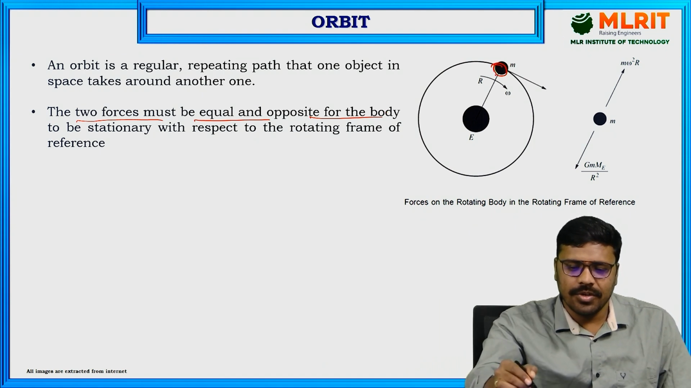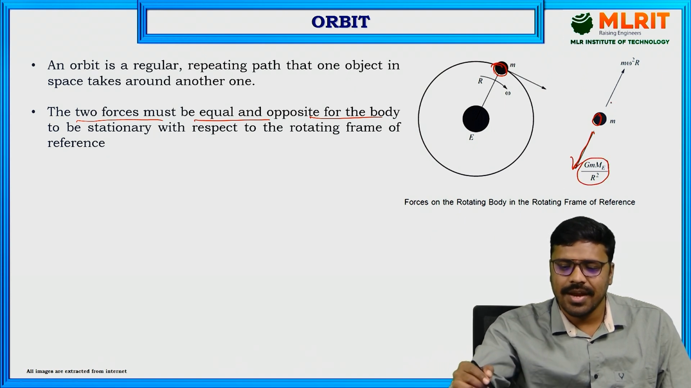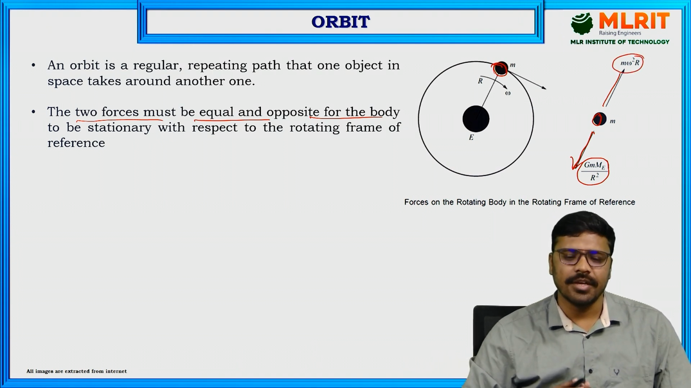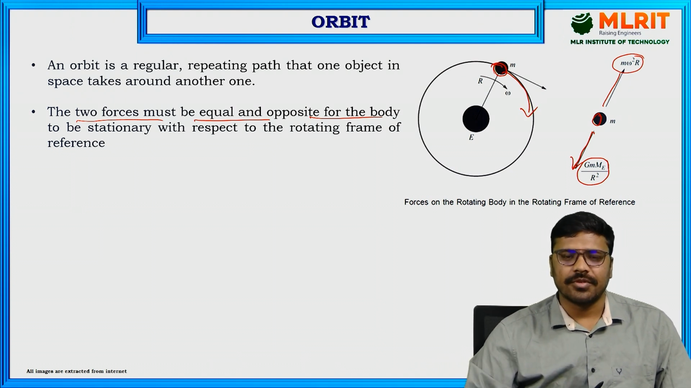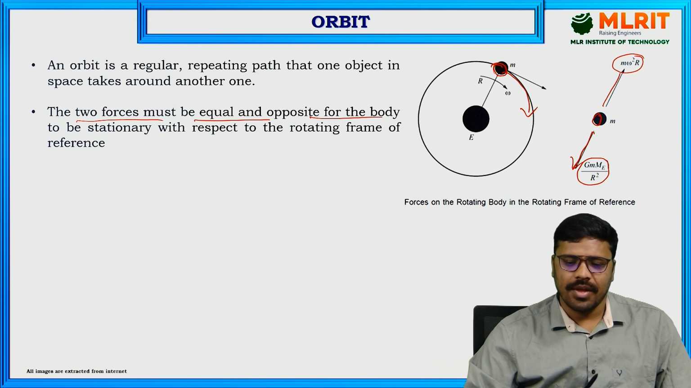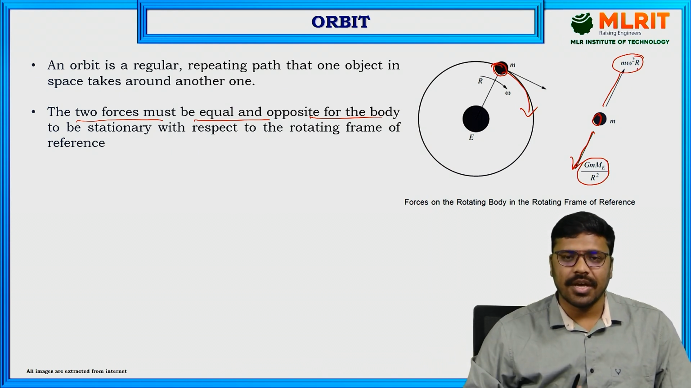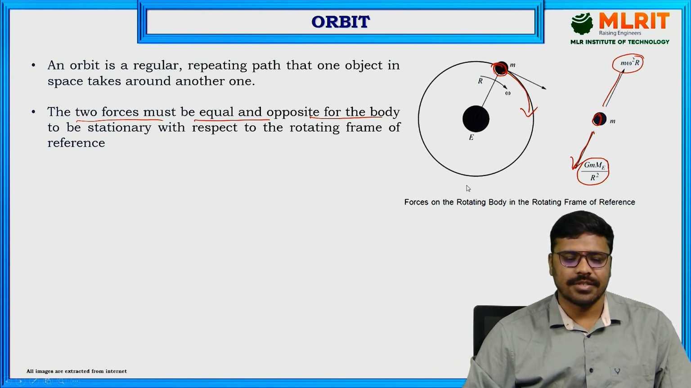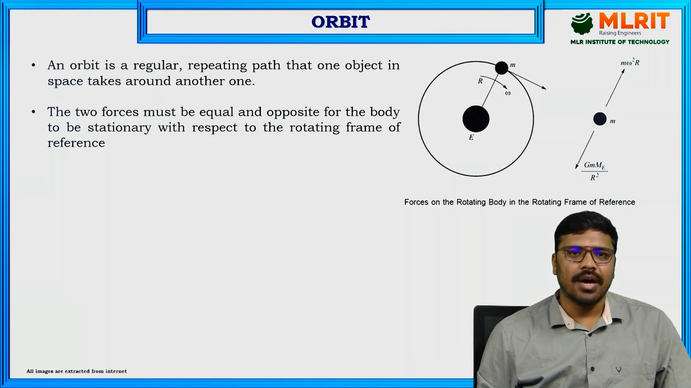Suppose the body is rotating here. There is a centripetal force, due to the earth's gravitational force, acting towards the center, and there is a centrifugal force acting away from the center. Whenever any body moves in a circular path, it will have centrifugal force and centripetal force. If the centripetal force and centrifugal force are both equal, then only the object can move in the same path with the same radius. So this is one condition for bodies to move in an orbit.